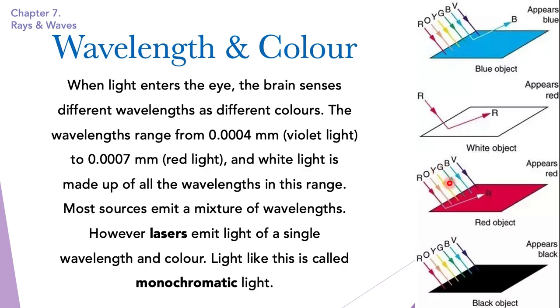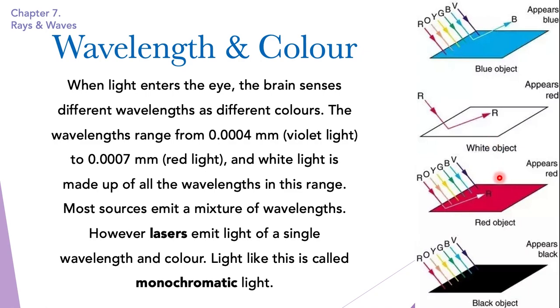The white color is made up of all of these wavelengths, so all of them get reflected off of it and it appears white. And if the object is black in color, then all of the wavelengths get absorbed, so nothing gets reflected off the object and the object appears to be black. So this is how we see color.